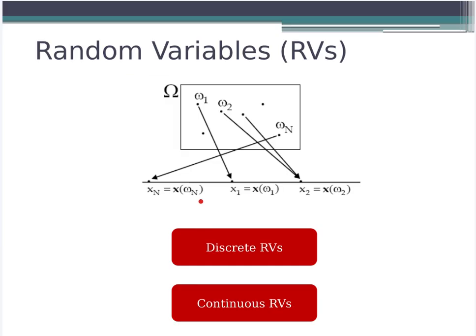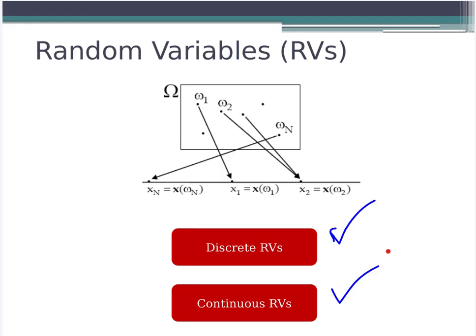It's very important that you pay attention to whether a random variable is discrete or continuous, because the analysis of discrete random variables and continuous random variables are different from each other. Any question?